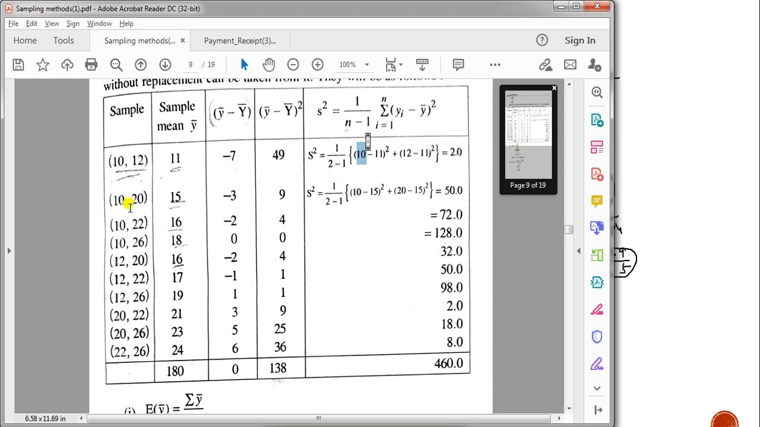The same way here the fixed number is 15. So (10 minus 15) square plus (20 minus 15) square divided by n minus 1, which is 1. So that answer, 25 plus 25, is equal to 50. And according to the same pattern we need to derive all these numbers. So let us check it out.